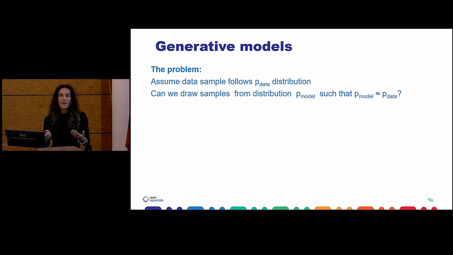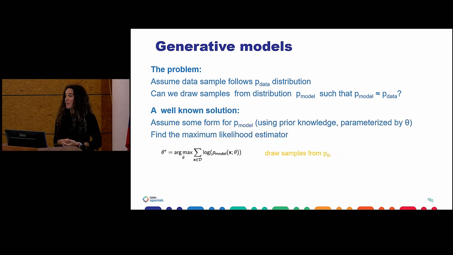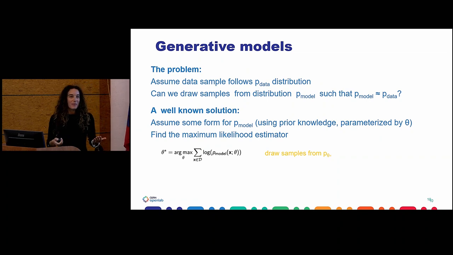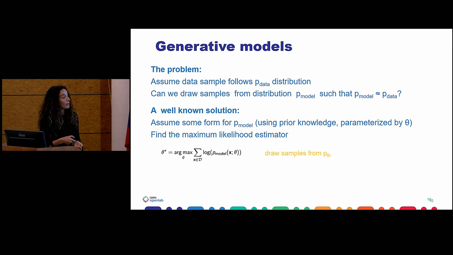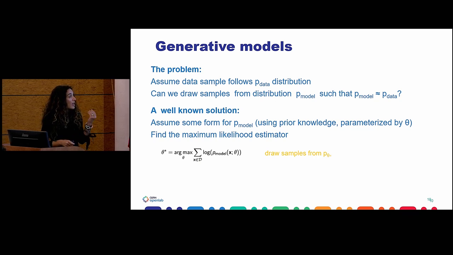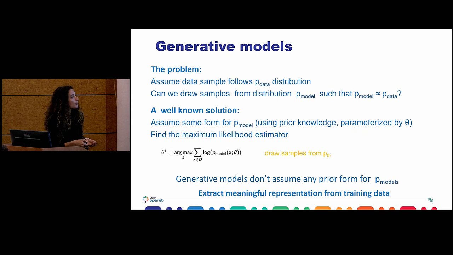Now, there is a very well-known way of solving this problem, which is the maximum likelihood estimator, of course. What does it mean? That you assume some form for your model distribution, and then you use the data to fit the parameters in your model distribution. And then you draw samples from this estimated distribution. This is basically the same kind of problem you're trying to solve with generative models, with the big difference that in most cases, you don't assume any prior for your model, and you let the generative model directly learn the distribution from data.